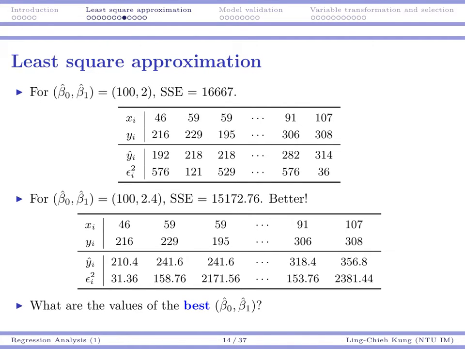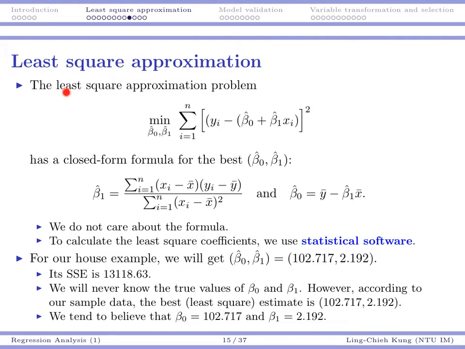So what's that? Let me tell you in the next slide. The least square approximation problem can be solved with a closed form formula in this way. Obviously we don't want you to memorize this formula, or even to understand it. But what we want is to show you that first, there is a formula. And second, the formula depends on xi, yi, x bar, and y bar. That's all. And x bar, y bar are the sample means for the xi's and yi's.